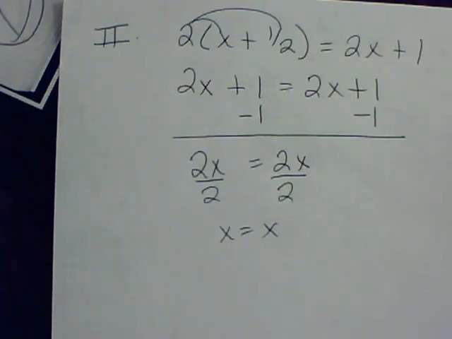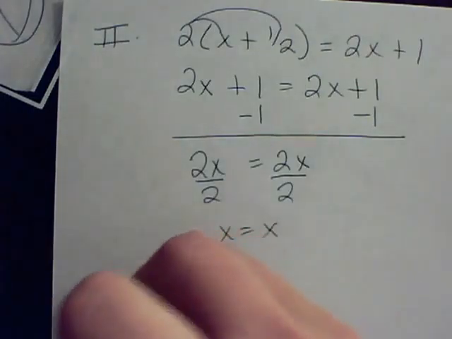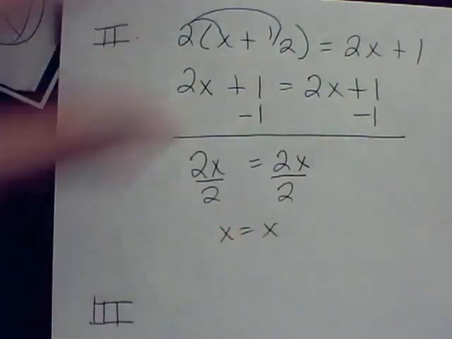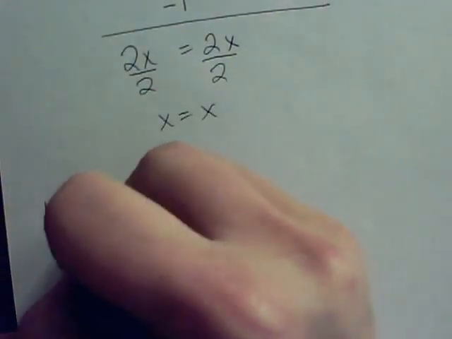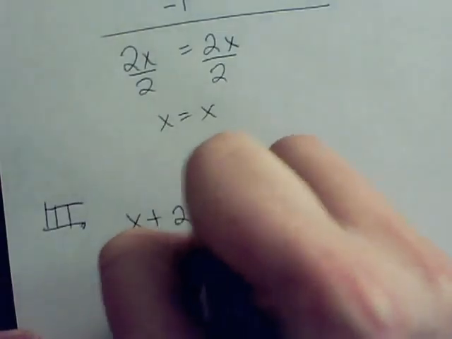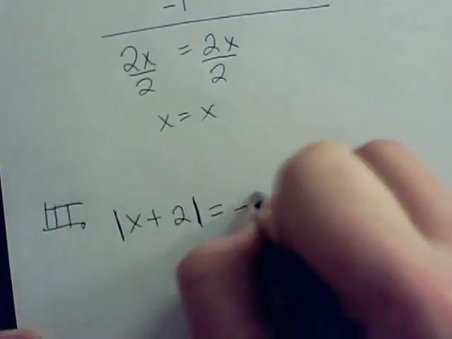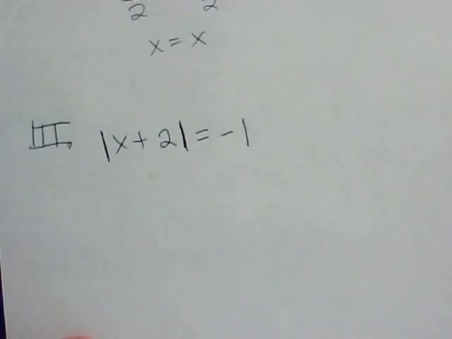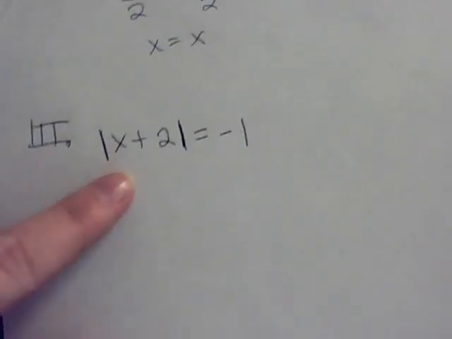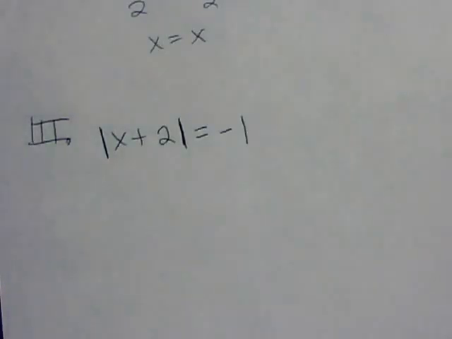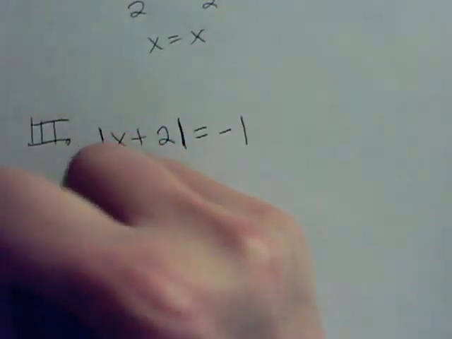Okay, let's look at number 3. What are your options for 3? The absolute value of x plus 2 equals negative 1. What do I need to do here? What do you immediately notice about this? Can an absolute value equal a negative number? No.